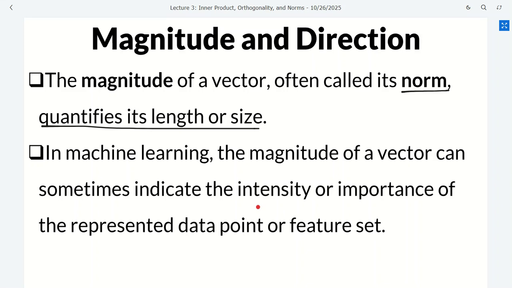So you may have some features. Now, when you have a feature and you find the norm or the magnitude, for example, let's assume that one of them has a norm of, let's say, 10. The other one has a norm of, let's say, 2. If you compare these two, you agree with me that the 10 is more significant. Why? Because the norm, we said, sometimes indicates the intensity or the importance of a data point or feature set.